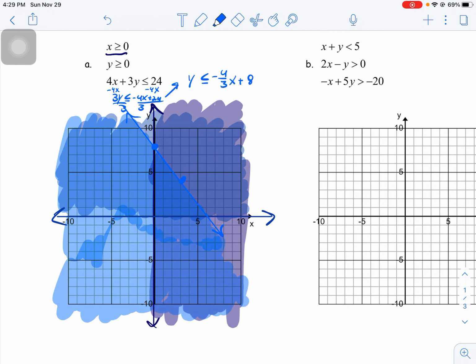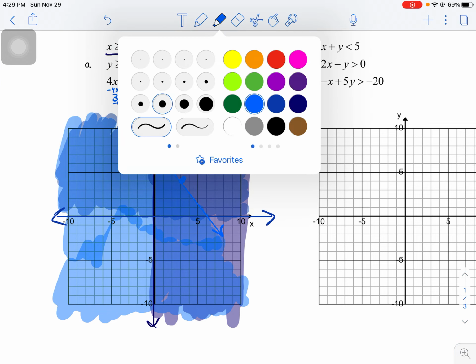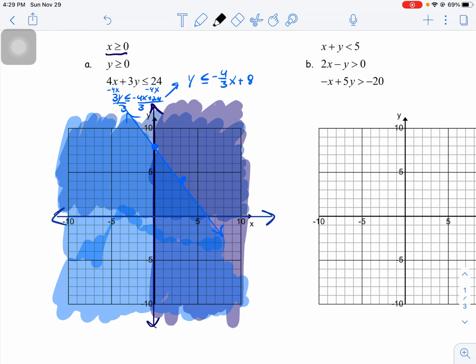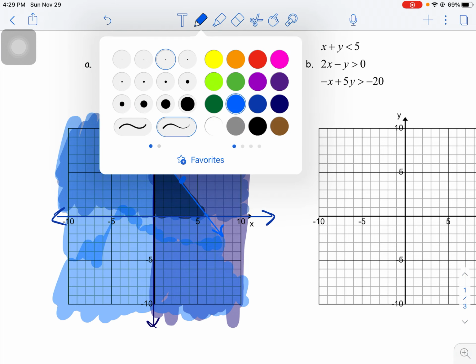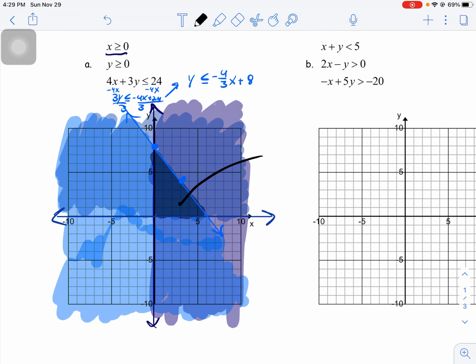All right. And then where is our solution? Our solution is going to be where all of those three intersected. So right in here would be our solution, shaded in dark. If you want to, you can label it. Draw an arrow in there and say that's where the solution is. Any of those things are good to make sure that I know where the answer is.